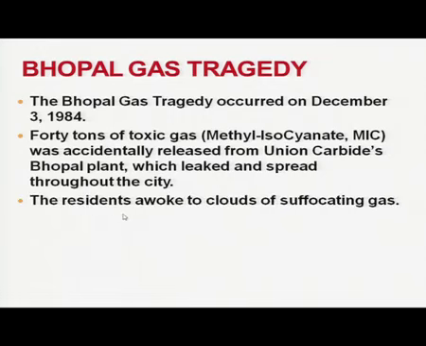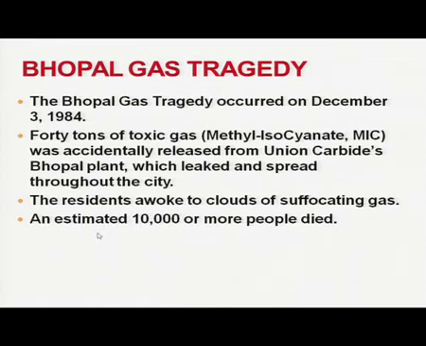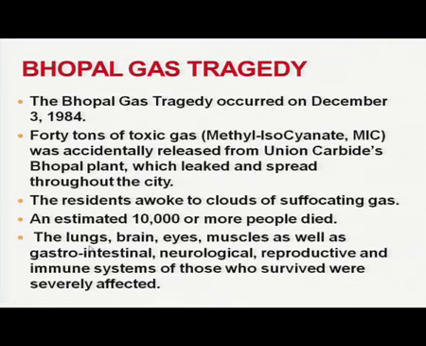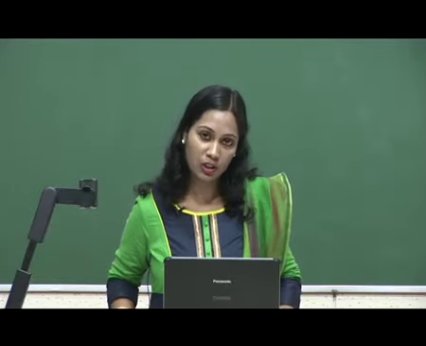You can imagine the disaster which occurred. The residents awoke to clouds of suffocating gas. This all occurred at night, and they awoke to the clouds of suffocating gases. An estimated 10,000 or more people died, and the lungs, brains, eyes, muscles as well as the gastrointestinal, neurological, reproductive and immune systems of those who survived were severely affected. Such a tragedy again reminds us and alerts us that we should remain in harmony with nature.